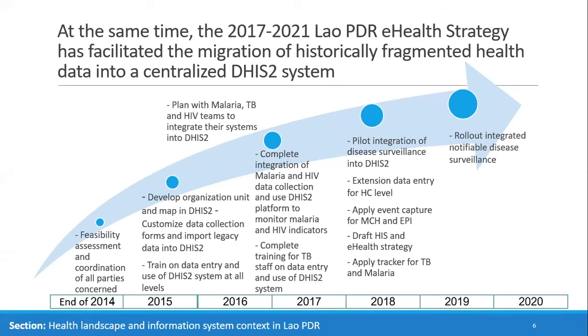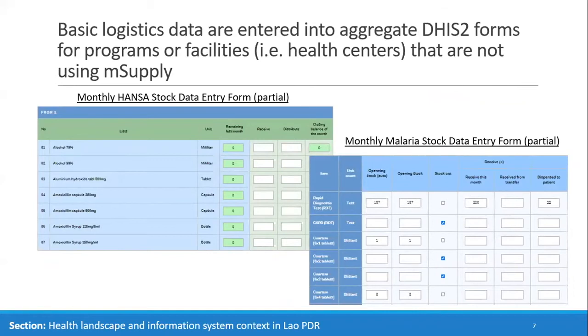Next slide, Lauren. So we know that we worked separately between DHIS2 and M-Supply. Many programs were trying to use DHIS2 for the medicine, and also for the malaria medicine. So we worked separately between M-Supply and DHIS2.